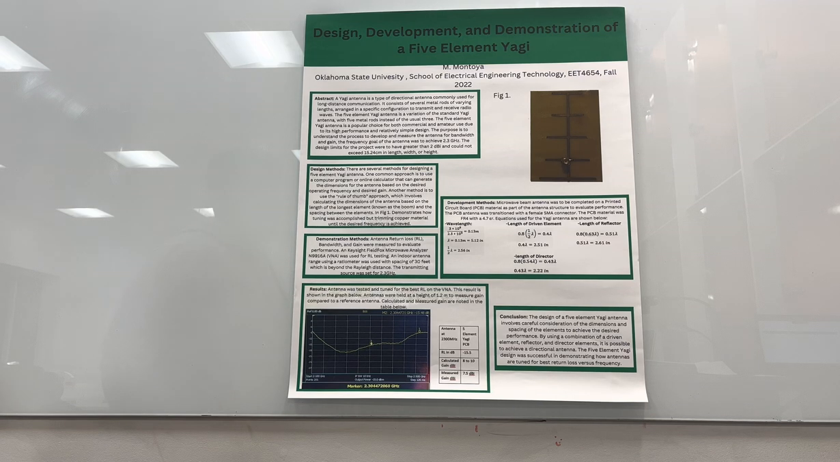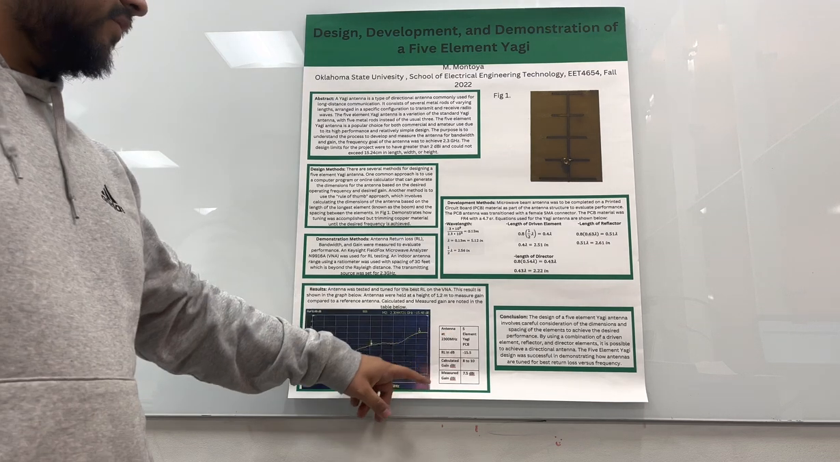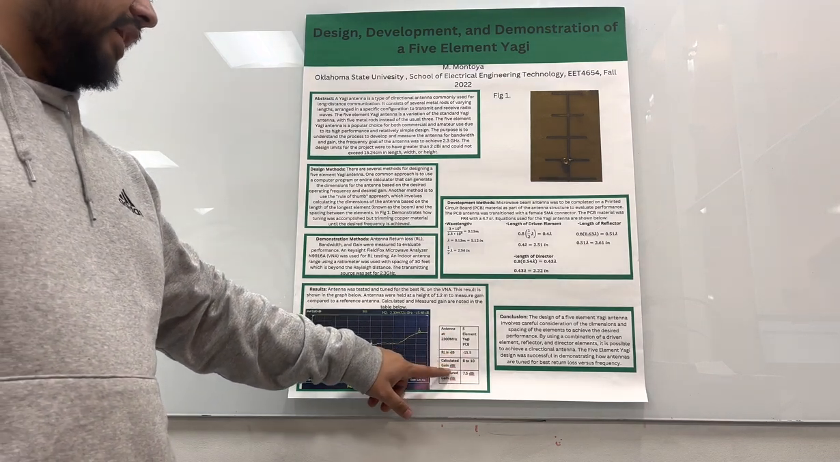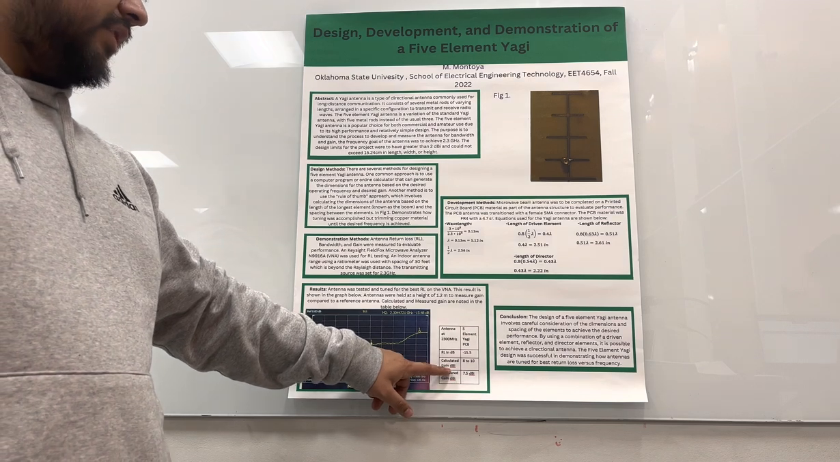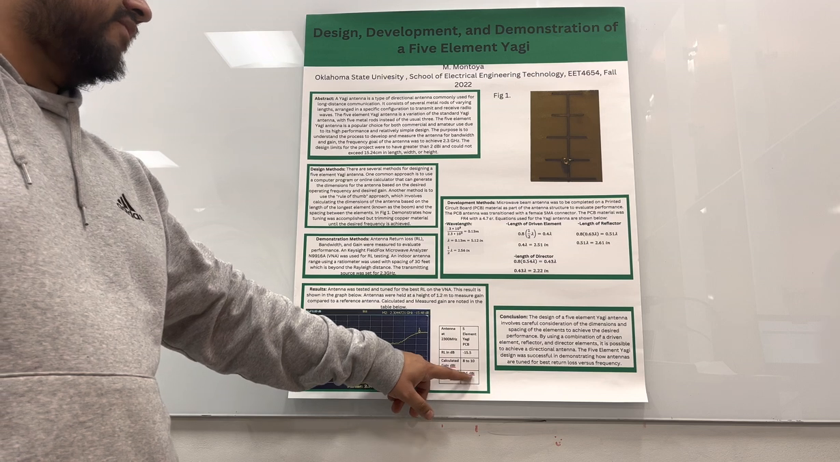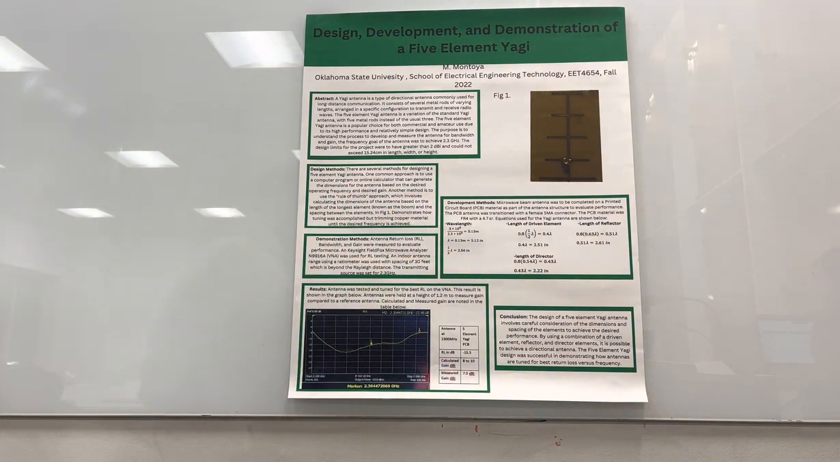The antennas were held at a height of 1.2 meters to measure the gain compared to a reference antenna. Calculated and measured gain are noted in the table below, which is right here. So my antenna RL in dB was negative 15.5. The calculated gain in dBi was 8 to 10, and then the measured gain was 7.5 dBi for the one I designed.